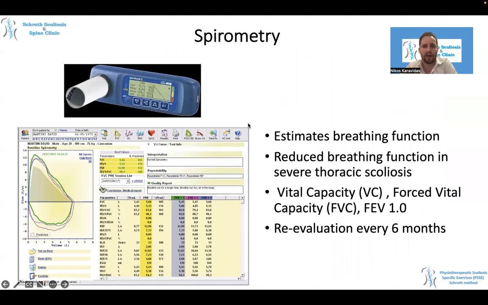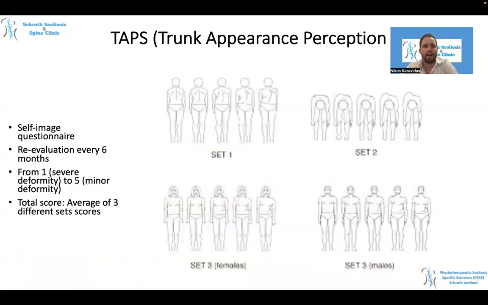Spirometry is a tool to evaluate the breathing function of the patient. We expect that in severe thoracic scoliosis, there is an impairment of the breathing function most of the times. So the most important values are the vital capacity, the forced vital capacity, and the forced expiratory volume in the first second. You can do this evaluation every 6 or 12 months, so that you can have an estimation of the breathing function of the patient. All these measurements are made by the physiotherapist, so we can have our own criteria to follow up the patient.